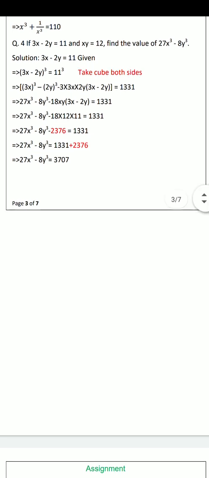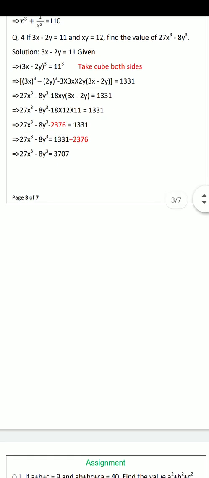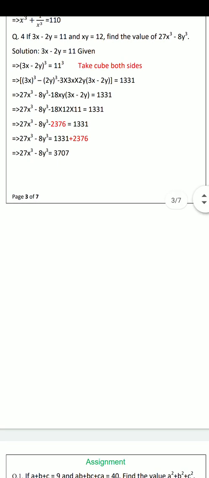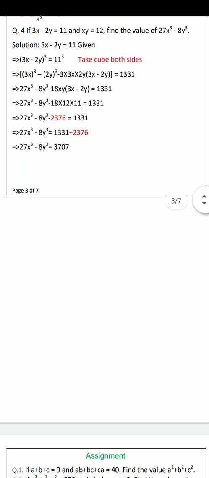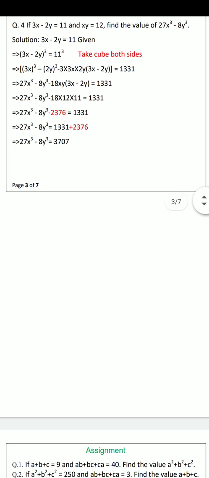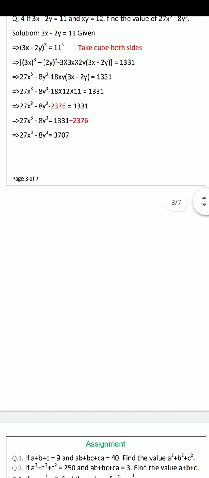Now (3x) whole cube is 27x cube, minus (2y) whole cube is 8y cube, minus 3 times 3 is 9... 3 sixes are 18, so it is minus 18xy bracket 3x minus 2y equal to 1331. In the next step, we'll substitute the value of xy. So 27x cube minus 8y cube minus 18 multiplied by 12 multiplied by 11 equals 1331.